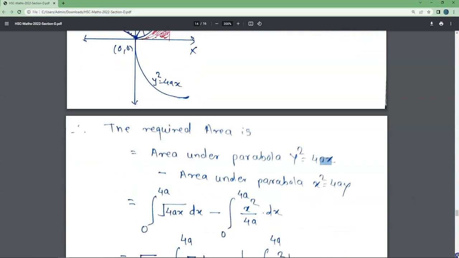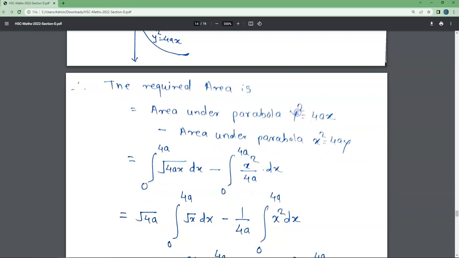सो पहिल्या ह्याच्यात y ची value काय येईल? दिस इज y square. So y square goes on this side, so it will be under root 4ax. So under root 4ax, 0 to 4a, dx. हा काय झाला? Area under the parabola y square is equal to 4ax. Similarly, area under the parabola x square is equal to 4ay. इथे y ची value काय येईल? x square upon 4a. So x square upon 4a dx, 0 to 4a. हा झाला. Area under the parabola x square is equal to 4ay.